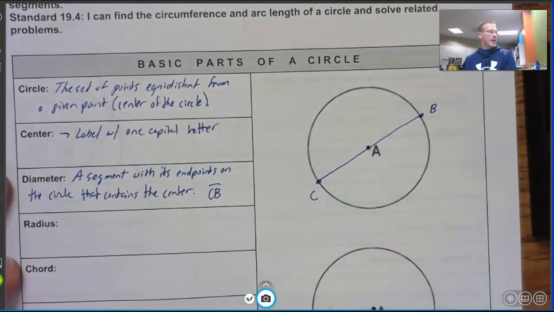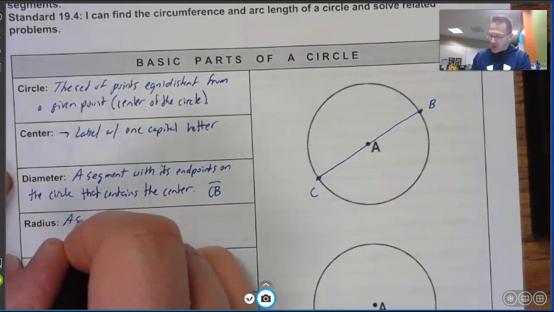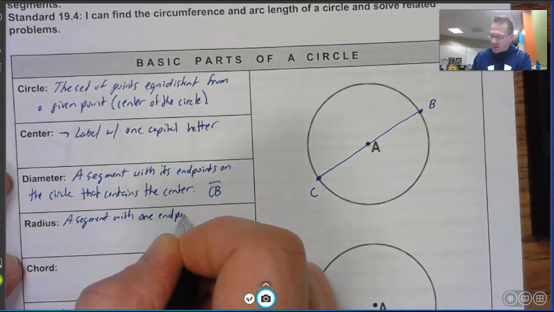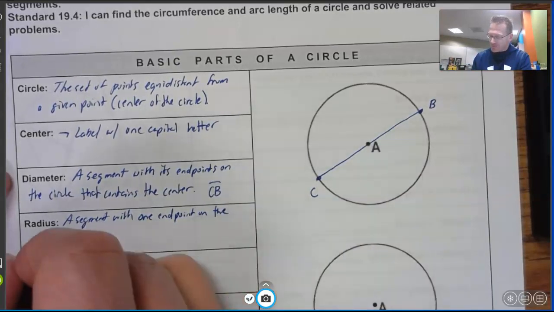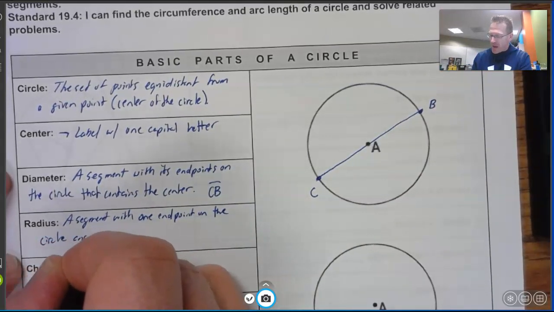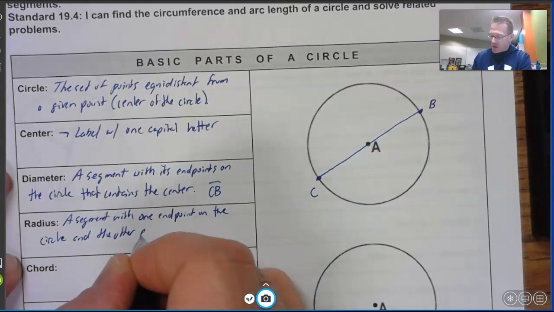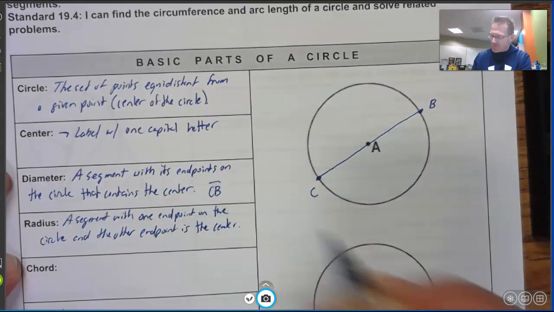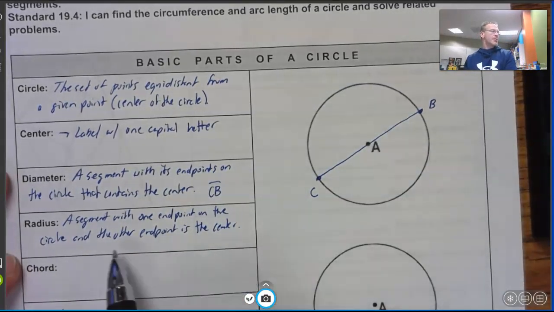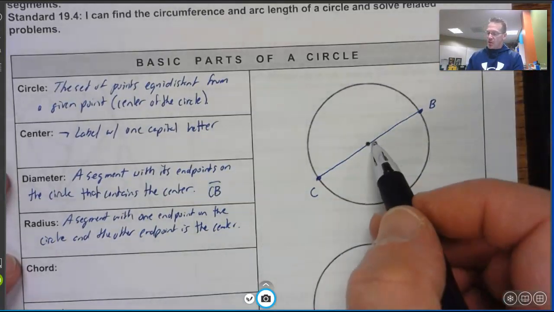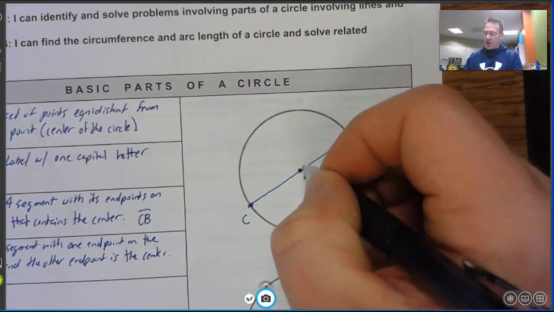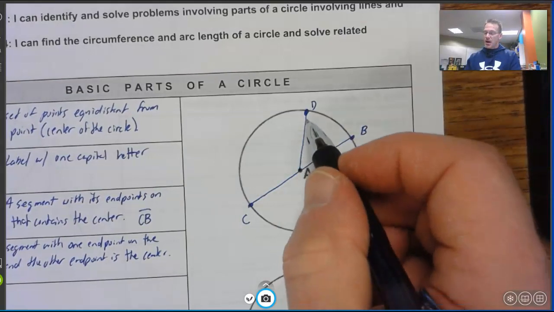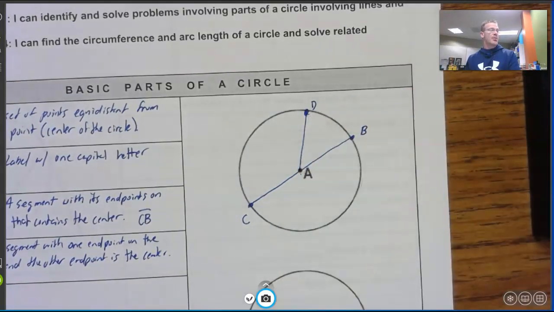So diameter CB. One endpoint's on the circle, the other endpoint's on the circle, and it has to go through the center. The radius is a segment with one endpoint on the circle and the other endpoint is the center. So a segment with an endpoint on the circle and the other endpoint is the center. So AB would be a radius, AC would be a radius. If I went up here to here, AD would be a radius. So radius, center to the endpoint.